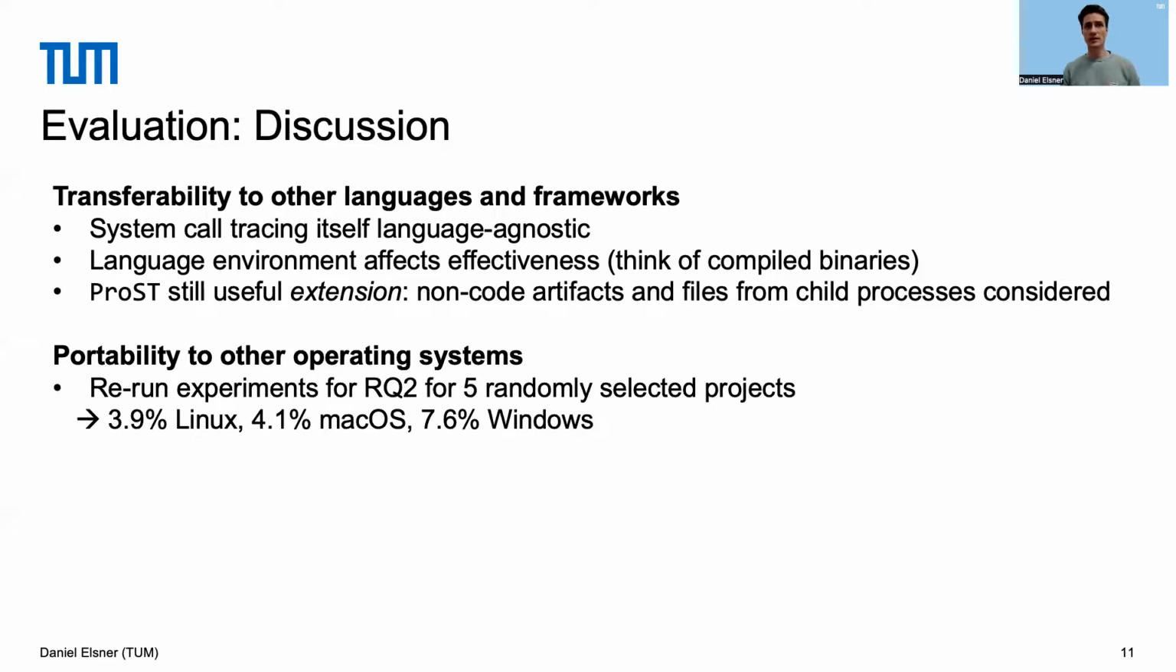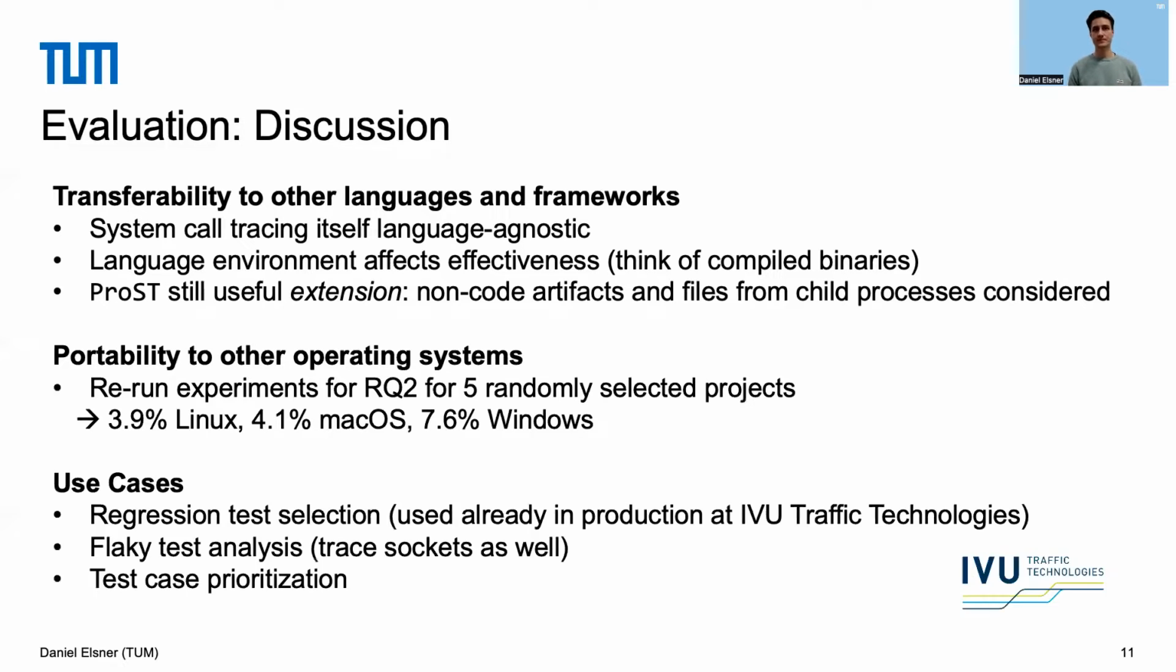I already talked about portability to other operating systems. The concept is portable, and we implemented it for Linux, macOS, and Windows. And we can see by rerunning our experiments for 5 randomly selected projects that the overhead is comparably low on all 3 systems. What are the use cases for ProST? Well, I already said regression test optimization in general. And in fact, we are using ProST already in production today at IVU Traffic Technology, one of our industry partners. And there is a paper at ICSE's site that describes how we're using that for test selection. You might want to have a look at that if you're interested.